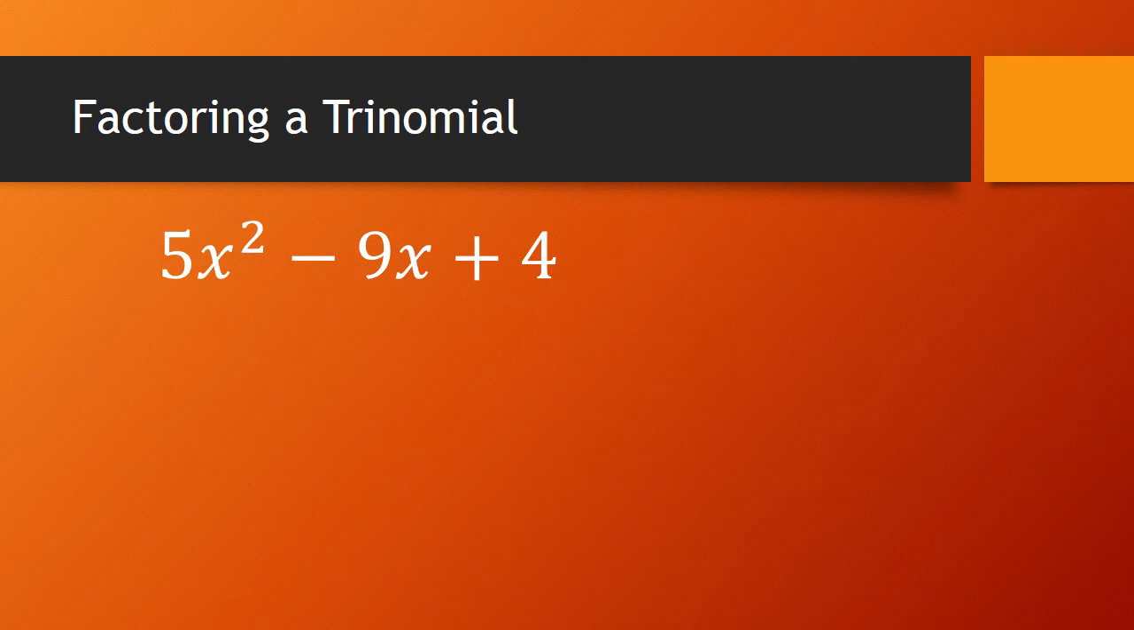Now let's think about this question. We have 5x squared minus 9x plus 4, and I'm trying to factor this trinomial into the factored form. So the first method that should come to mind when I try to factor is using GCF. And looking at this trinomial, I do not see any common factor between the terms, which means that GCF is not going to work.